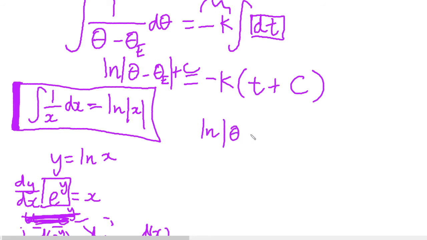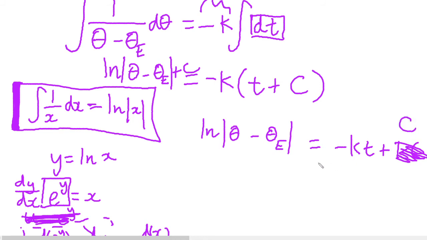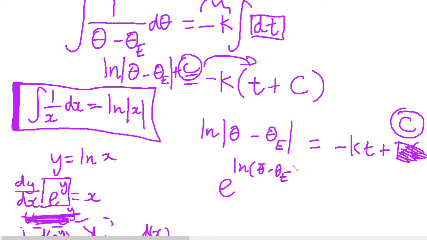Ln theta minus theta e is equal to minus kt plus kc. Well, this is just a constant, so we can replace it with another c. And this c has been moved to the other side and combined with this c already. We take e to the power of both sides. e to the ln theta minus theta e is equal to e to the minus kt plus c.